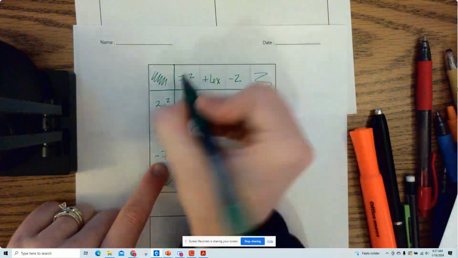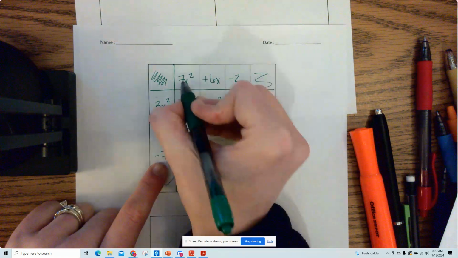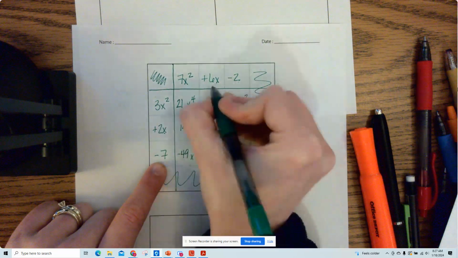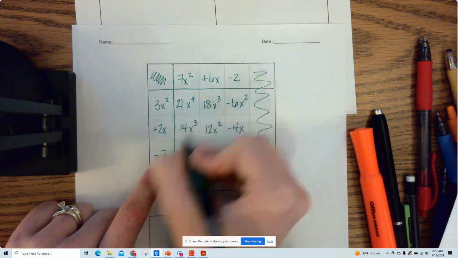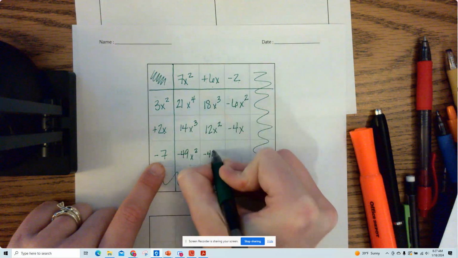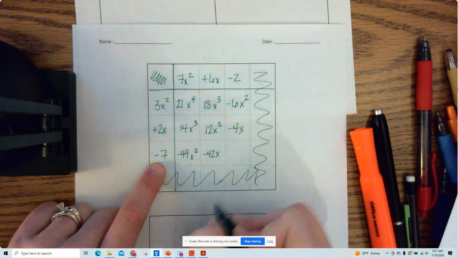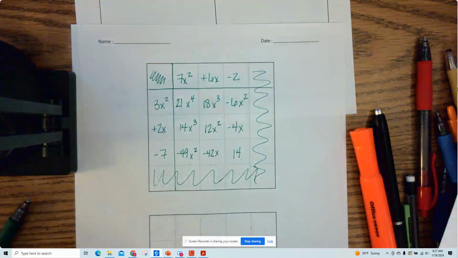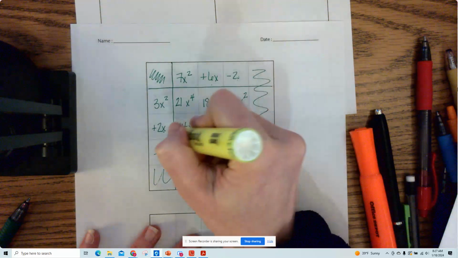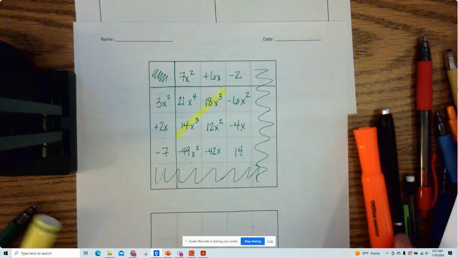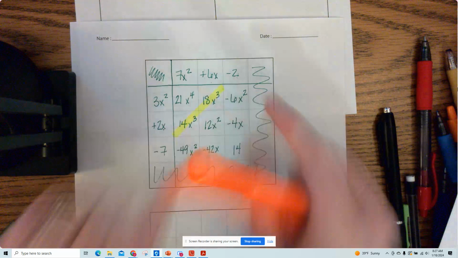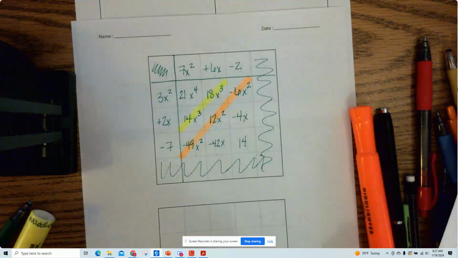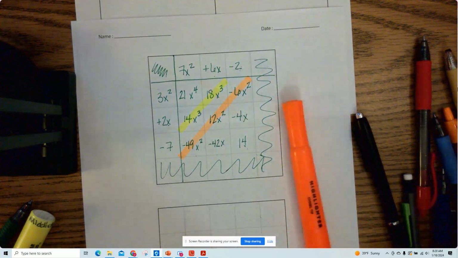Okay, negative 7. So 7x squared times negative 7. So negative 49, x squared just gets tacked on. 6x times negative 7. 6 times negative 7 is a negative 42. Keep the x. Negative 2 times negative 7 is a positive 14. Okay, diagonals. These go together. They go together because they're both x cubed. Okay, they both have the same variable. And then that blue is not working very good.